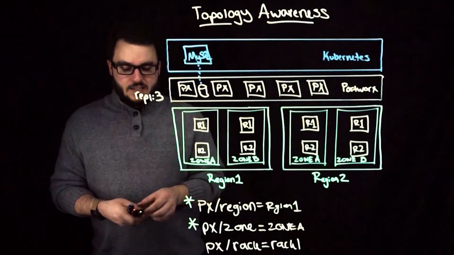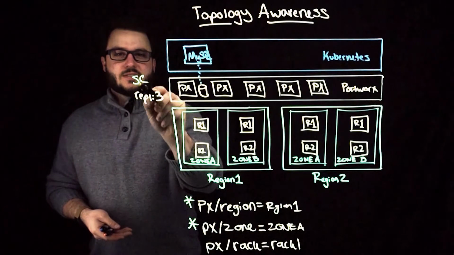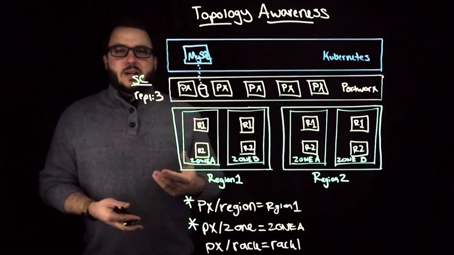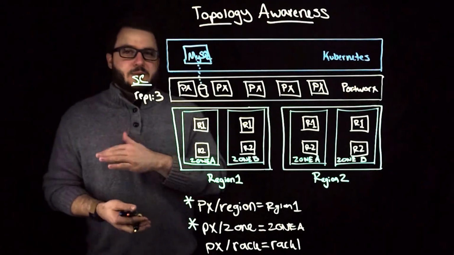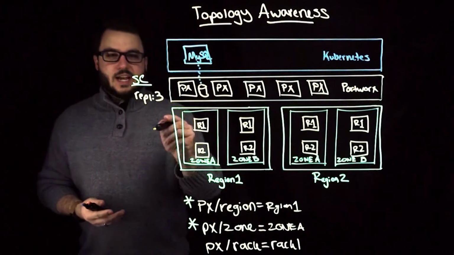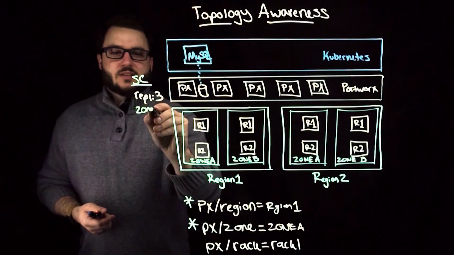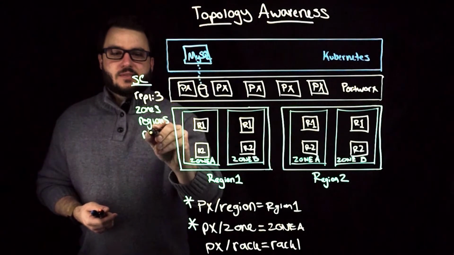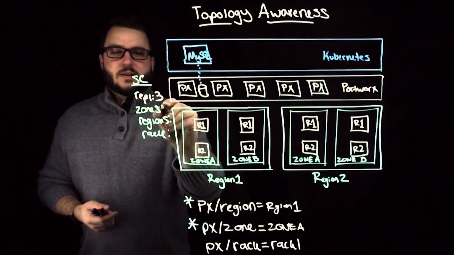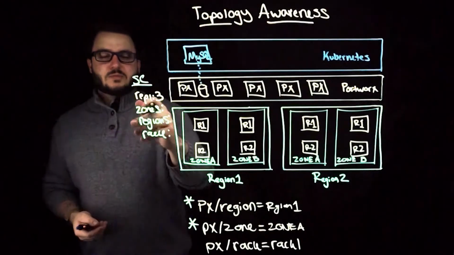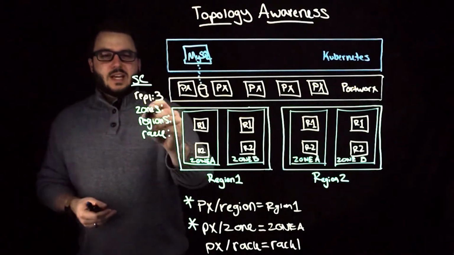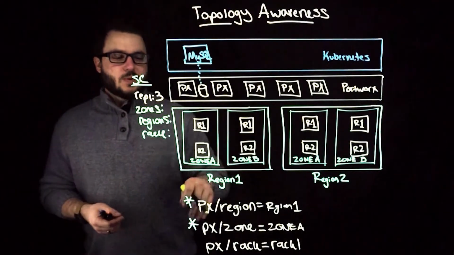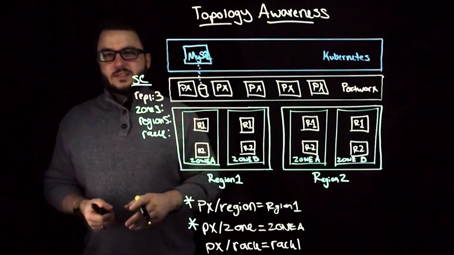So in your storage class, say if this was our storage class here, we have a replication setting. We can have shared or other parameters that we've talked about in other videos, but we can actually provide zones, regions, and racks as well. So in the zones parameter within our storage class, we can put say zone A and B. And regions, we can put region 1 and 2, and in racks, finally rack 1 and 2.